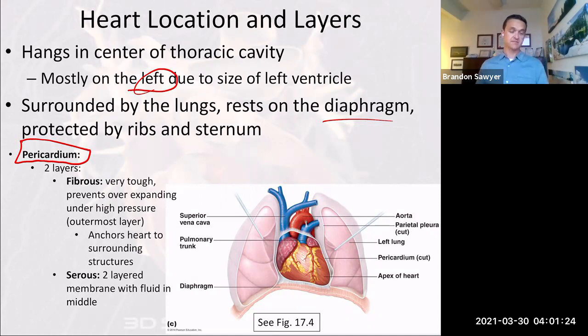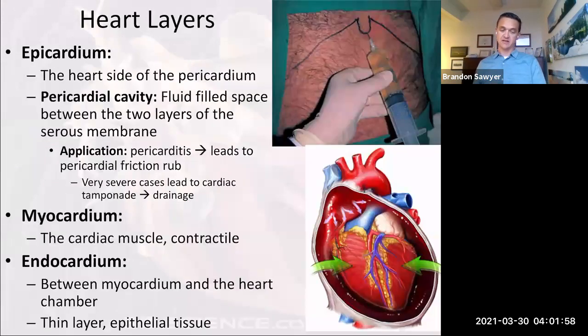One thing I want you to focus on here is this membranous structure called the pericardium. The pericardium has 2 separate layers. There's the fibrous layer, which is on the outside. It's very tough and prevents overexpansion under high pressure. This also anchors the heart to the surrounding structures, so it doesn't move around as much. And then there's the serous pericardium. So the fibrous pericardium and the serous pericardium. The serous pericardium is a double-layered membrane. We talked about those serous membranes some last semester. They always have 2 layers, and on the inside there's a fluid-filled space. We'll take a look at that a little bit closer.